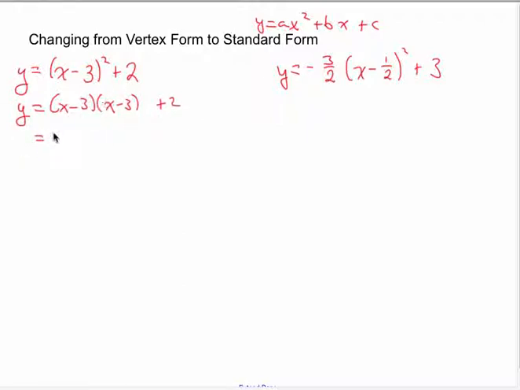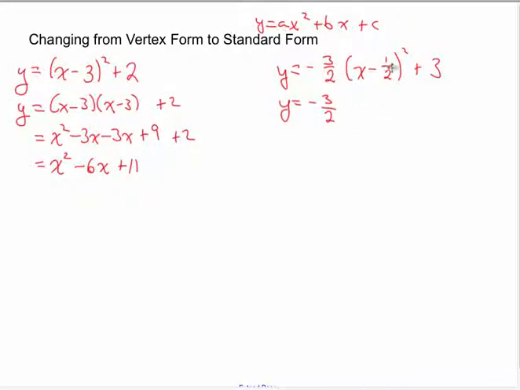So x squared, if you just do your double distribution, x squared minus 3x minus another 3x, minus 3 times minus 3 is plus 9, and then plus 2. Collect like terms, so there's only 1x squared here. Minus 3x and another negative 3x gives me minus 6x, and then 9 plus 2 is 11. Done. Standard form. This one, it's no different in terms of procedure, you just have to watch your negatives and fractions.